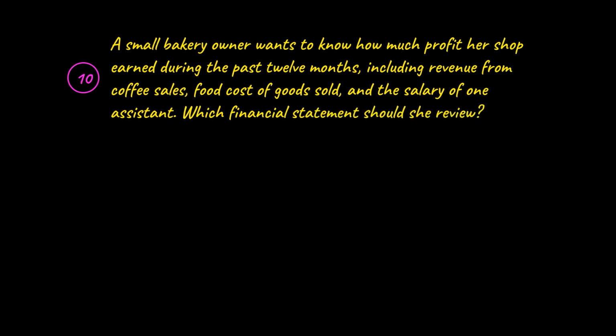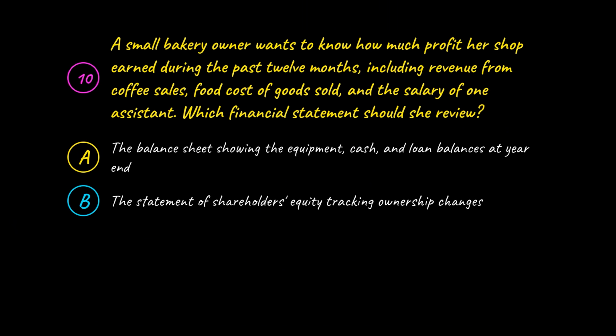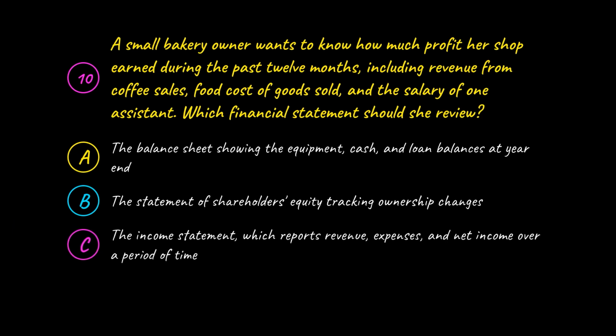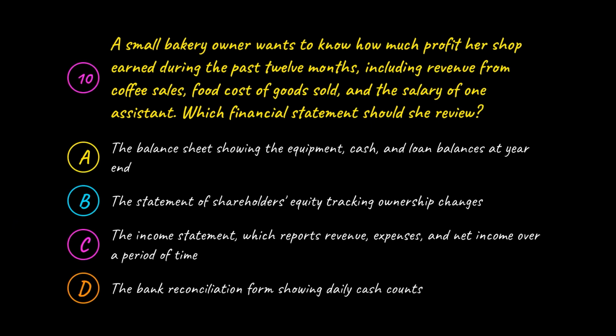Your options are: A. The balance sheet showing the equipment, cash and loan balances at year end. B. The statement of shareholders' equity tracking ownership changes. C. The income statement which reports revenue, expenses, and net income over a period of time. D. The bank reconciliation form showing daily cash counts. Take a second. Which answer would you pick?